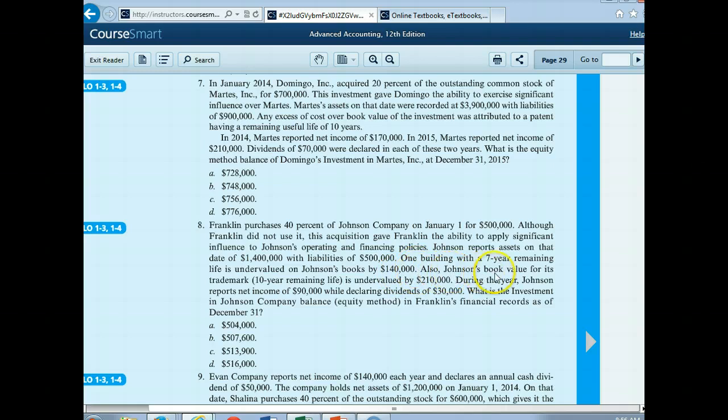Also, Johnson's book value for its trademark with the 10-year remaining life is undervalued by $210,000. During the year, Johnson reports net income of $90,000 while declaring dividends of $30,000. What is the investment in Johnson Company's balance in Franklin's financial records as of December 31st? I swear trademarks aren't amortized, but they're telling us we're going to amortize it, and obviously I'm wrong, but I didn't think I was.